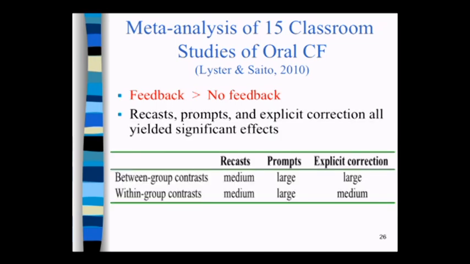But in terms of different types of feedback, what we did was we compared recasts, prompts, and explicit correction, drawing on the Lyster and Ranta taxonomy. And we found that all types of feedback basically had significant effects in these classroom studies. But we did find that prompts had larger effects, whereas recasts had medium effects, and explicit correction, depending whether it was a between group or within group analysis, had large to medium effects.